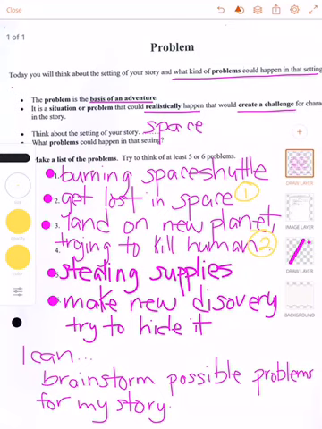Will I put there's a space shuttle, but the space shuttle is burning and someone is stealing and there's a new discovery? No, definitely not. That's too much. That becomes too dense of a story. We don't want that. So ideally, I want you to do this today.